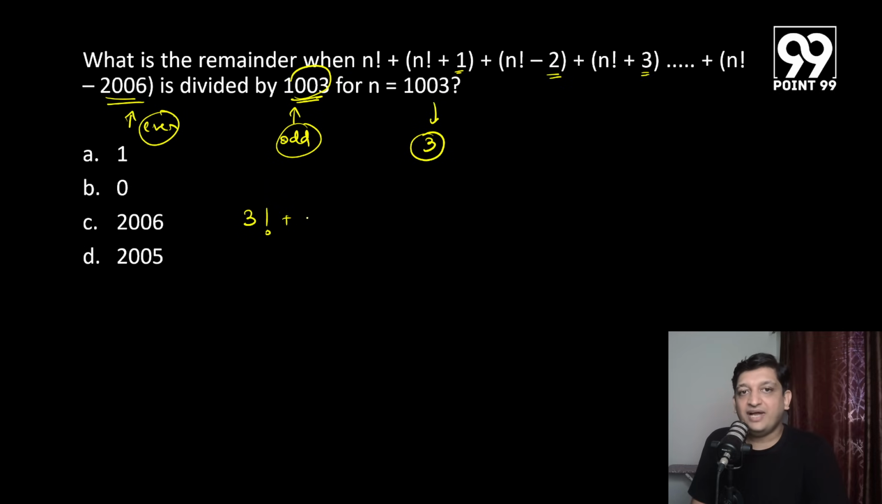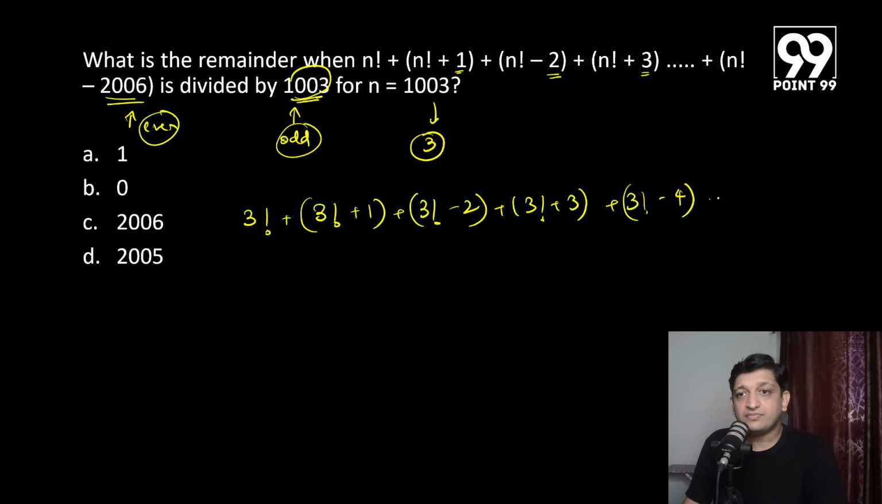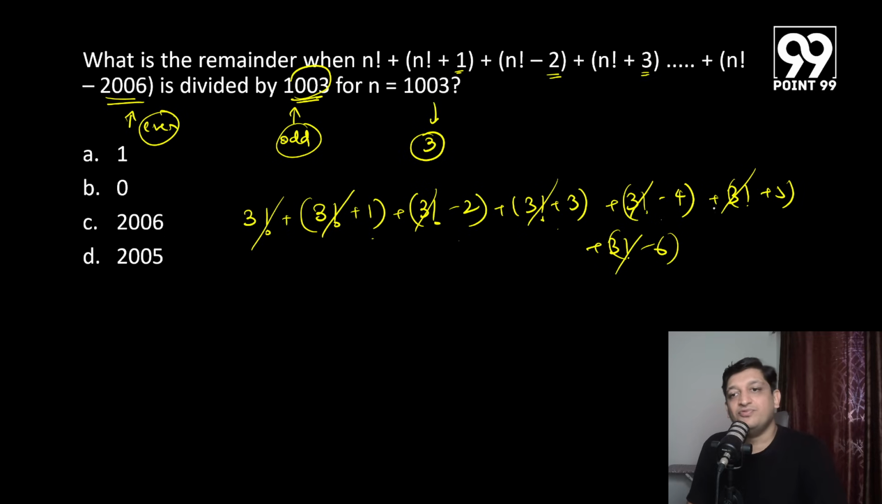So I'll get 3 factorial plus 3 factorial plus 1, plus 3 factorial minus 2, plus 3 factorial plus 3, plus 3 factorial minus 4, plus 3 factorial plus 5, plus 3 factorial minus 6. Now you need not divide this entire thing by 3, because you know that all the 3 factorials are definitely going to be divisible by 3. So that leaves me with 1 minus 2 plus 3 minus 4 plus 5 minus 6.